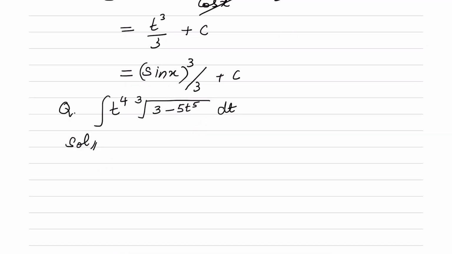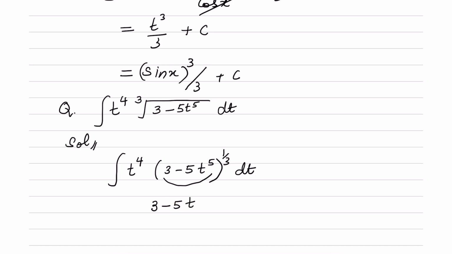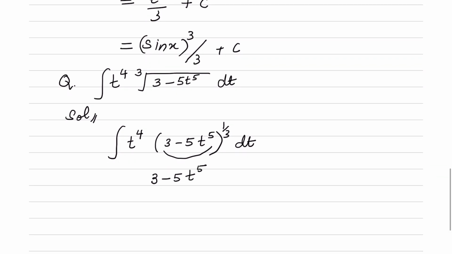Now we can see that in this integral we have two parts. One is t power 4 and another is the complex part, which is 3 minus 5 t power 5 whole power 1 by 3. So what I am going to do is pick a small part of this complex expression, that is 3 minus 5 t power 5, and put this equal to another variable. But before that I have to check that the derivative of this expression is also written inside this integral.